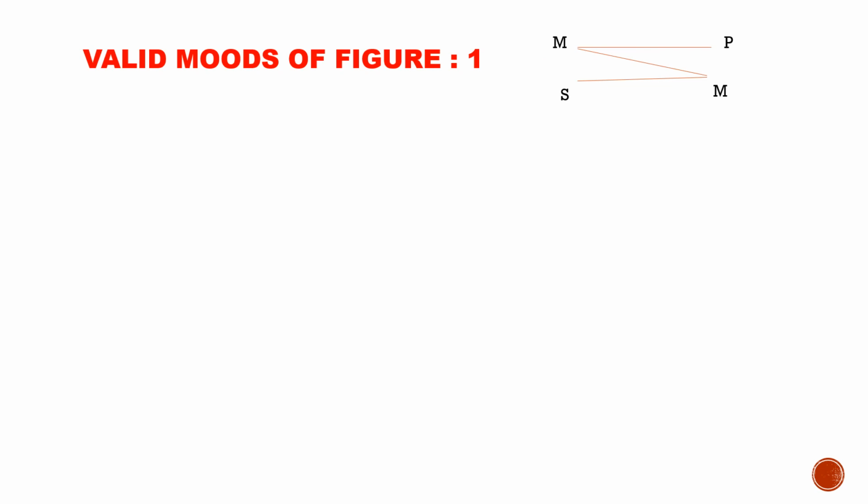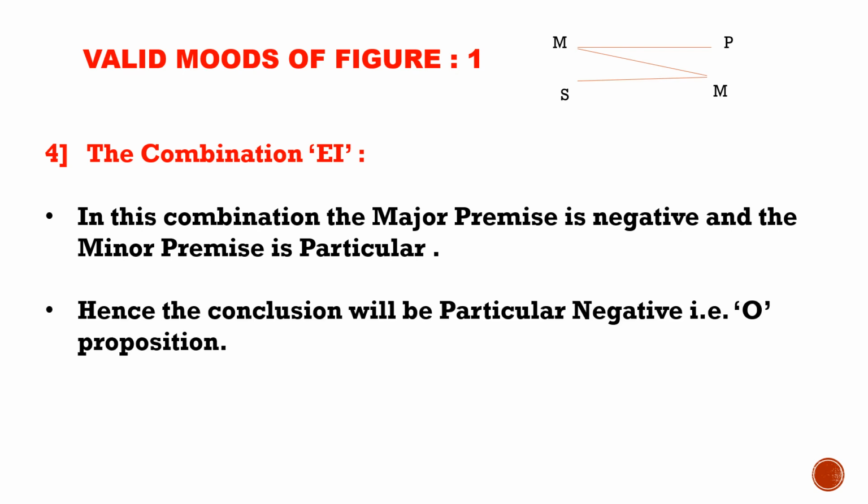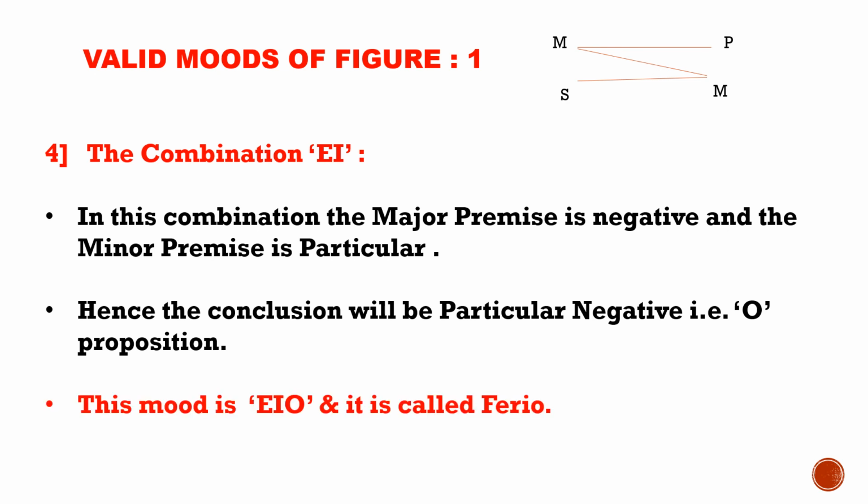Now we come to the valid mood of figure 1, combination 4, that is EI. In this combination, the major premise is negative and the minor premise is particular. So obviously the conclusion will be particular negative, that is O proposition. This mood is EIO and it is called Ferio.